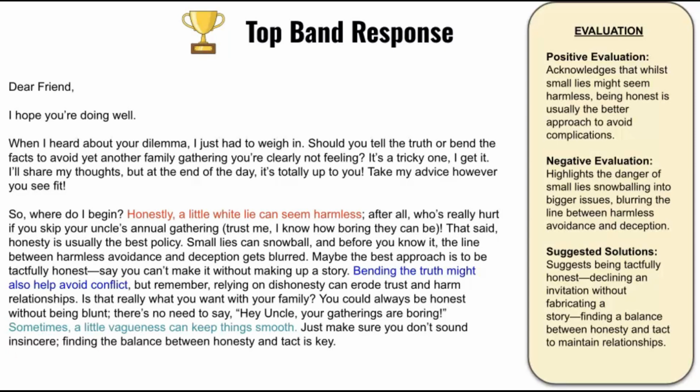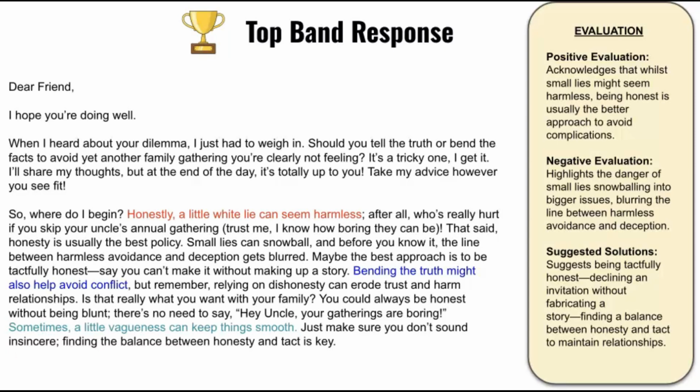Maybe the best approach is to be tactfully honest. Say you can't make it without making up a story. Bending the truth might also help avoid conflict. But remember, relying on dishonesty can erode trust and harm relationships. Is that really what you want with your family?